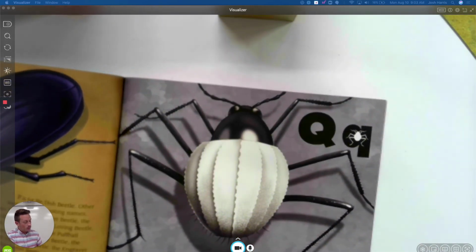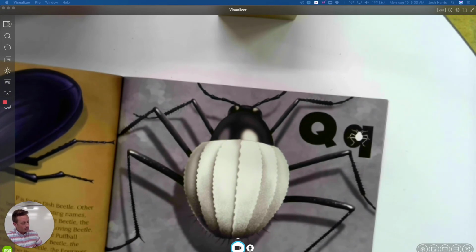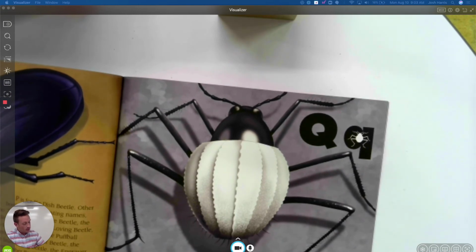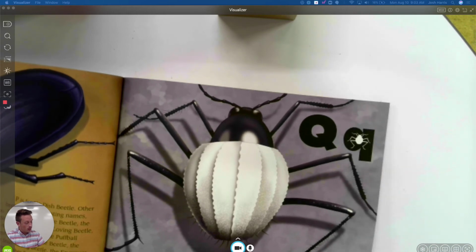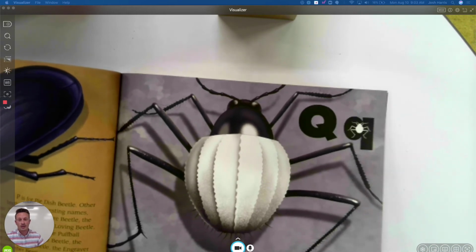Q is for quartz plain beetle. This beetle blends in with its environment. It lives in the quartz plains where the rocks are white.